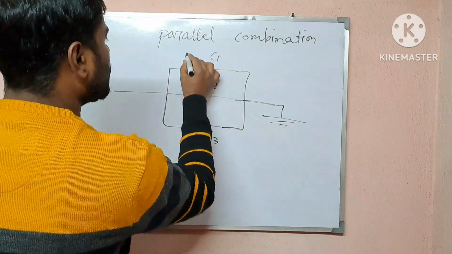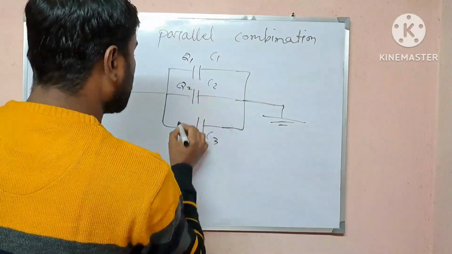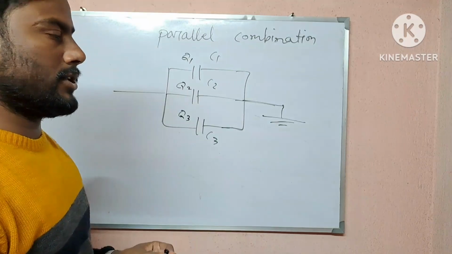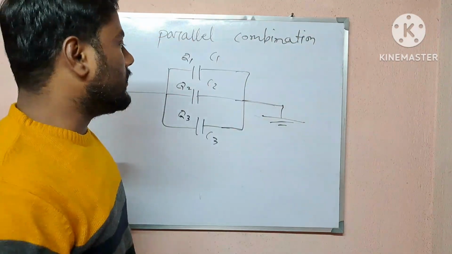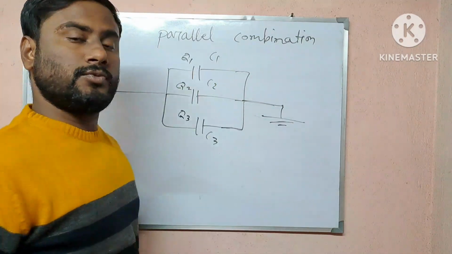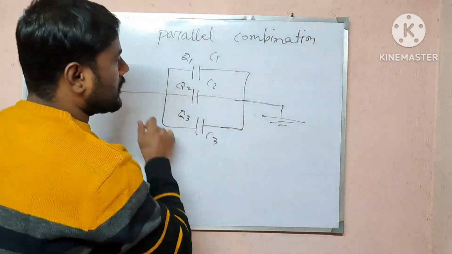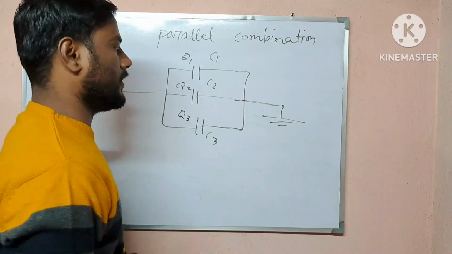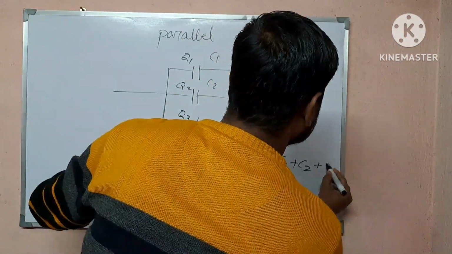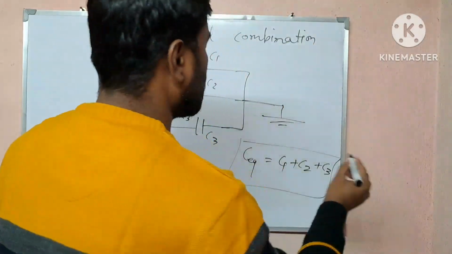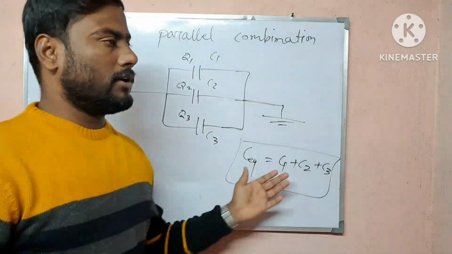Suppose this capacitor has Q1 amount of charge, this has Q2 amount of charge, and this has Q3 amount of charge. So what is the concept? When they are connected in parallel, their values of charges will be different, but their potential difference will be same. This is the concept. And what is the formula? C equivalent equal to C1 plus C2 plus C3. This is the formula, and for a large number of capacitors, the formula will extend.